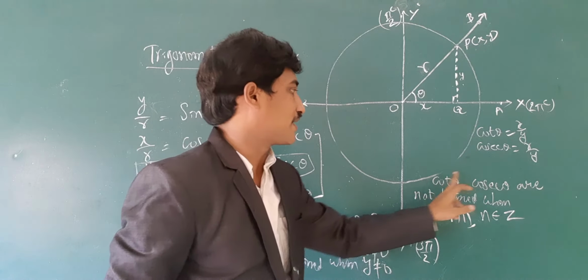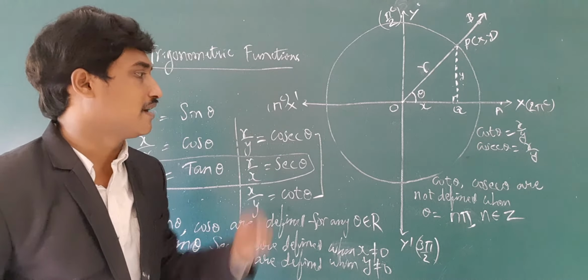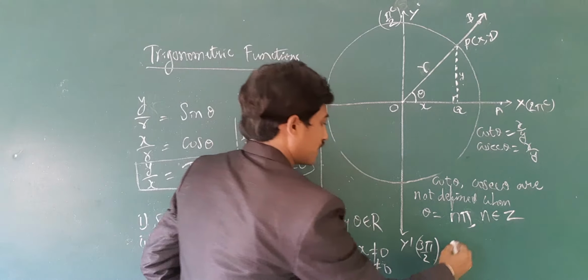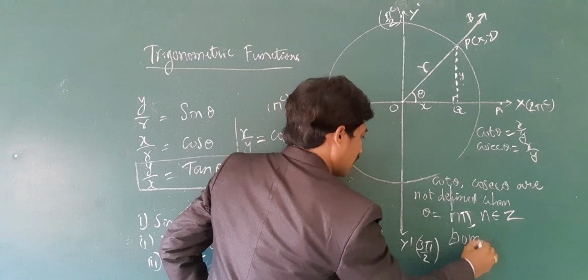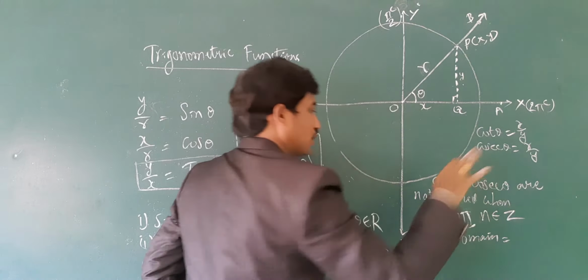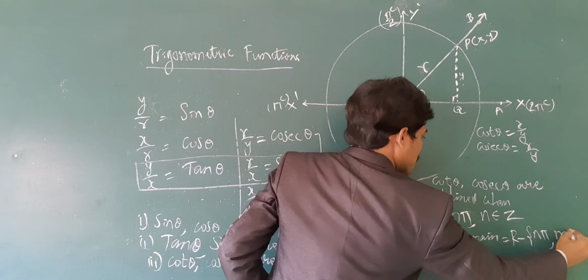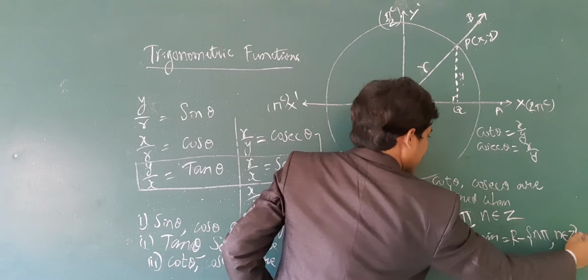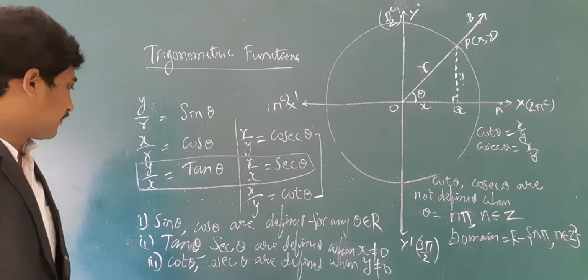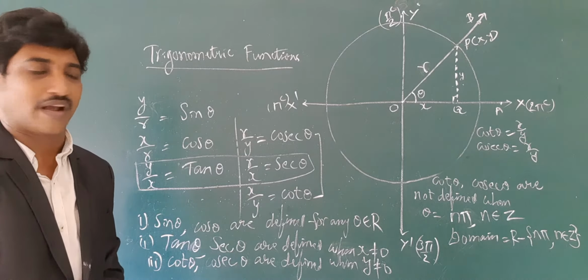In that case cot theta and cosecant theta are not defined. So for the domain of cot theta and cosecant theta, we can take theta values other than n pi. Here R minus n pi, n belongs to Z. It is the domain of cot theta and cosecant theta. This is about trigonometric ratios and their domain.